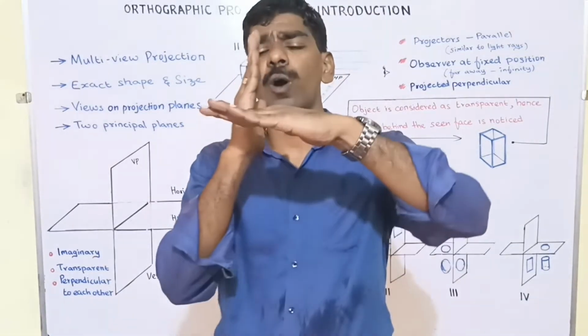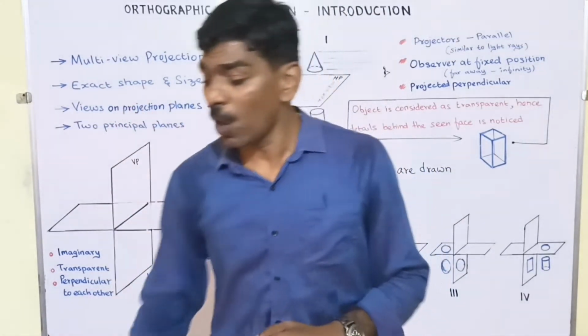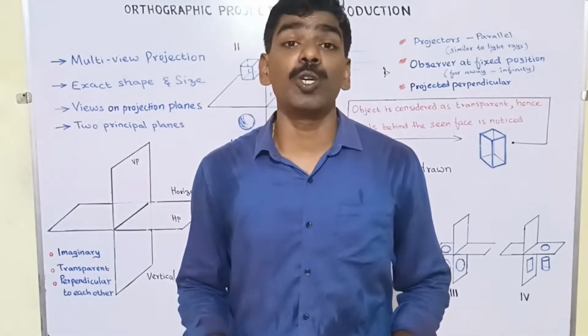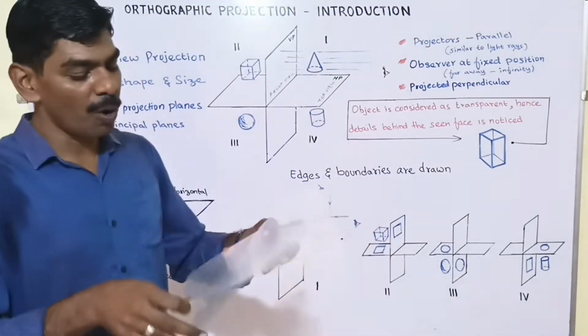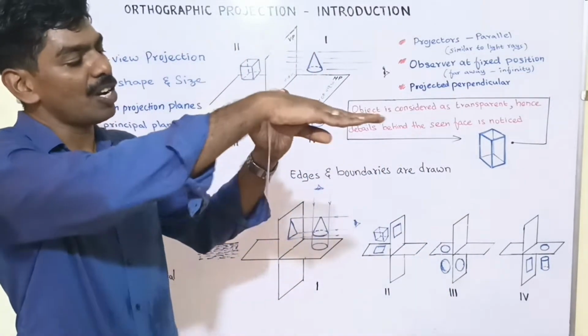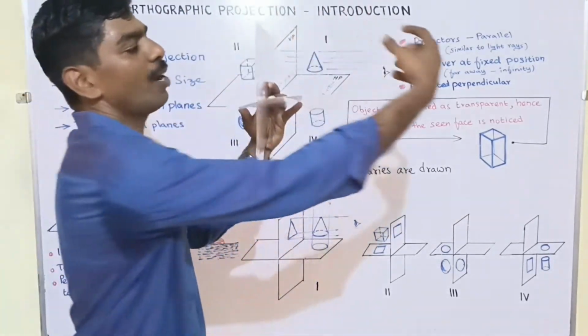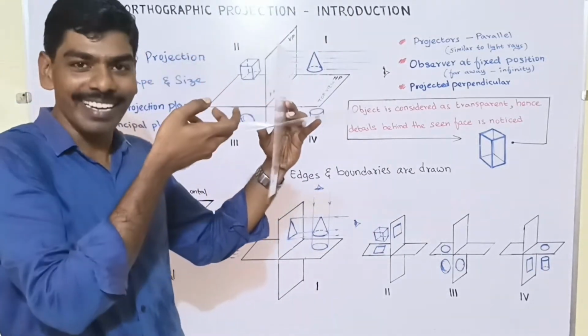These 2 planes are perpendicular to each other. Again, these are not real. They are imaginary. It is considered to be transparent. This is a model of this: a horizontal plane, a vertical plane. It's transparent. If we look at from this position, an object here can be seen.